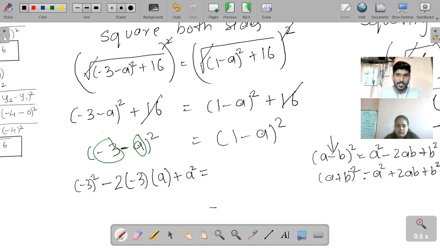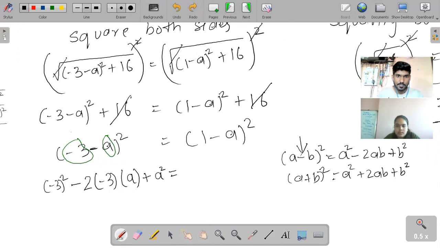Equal to. Other side? 1 square, minus 2 into a, plus a square. It's minus in the middle. Look here, this is a, minus b. So 1 square, minus 2 into a, plus a square.